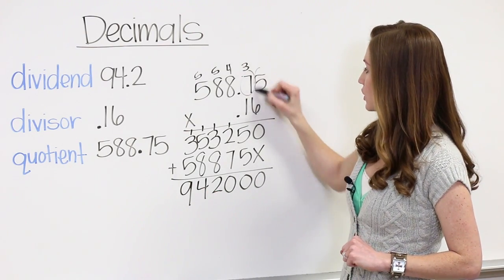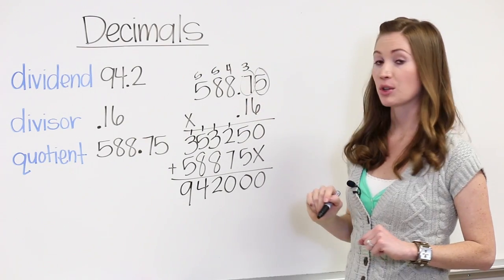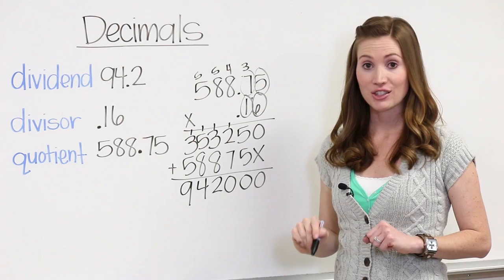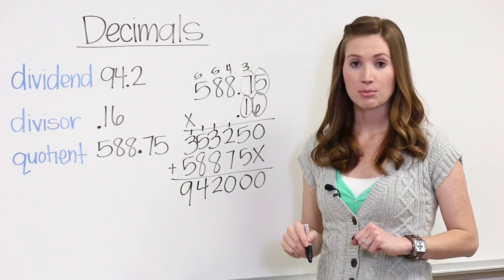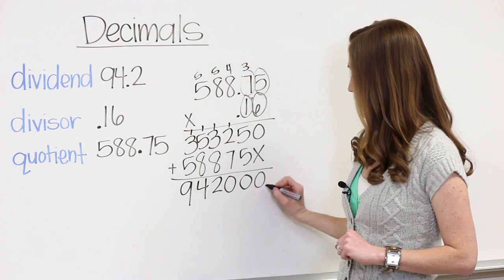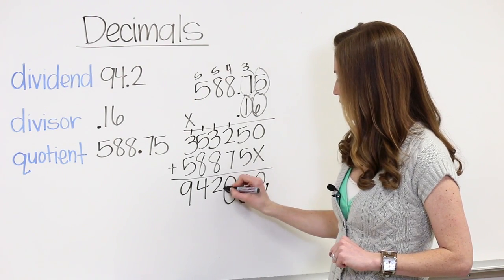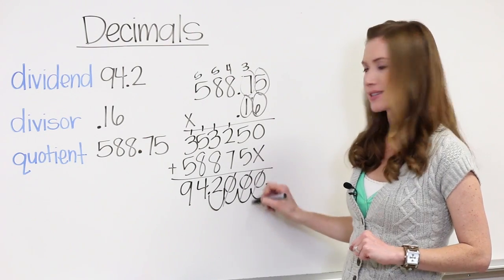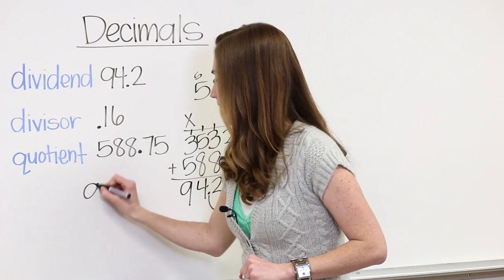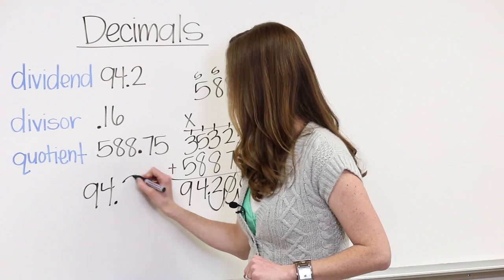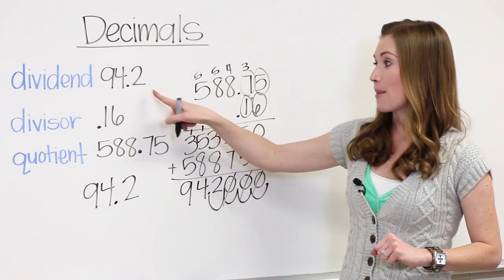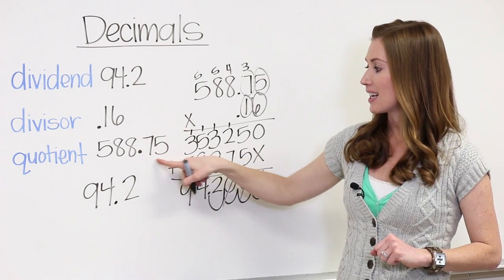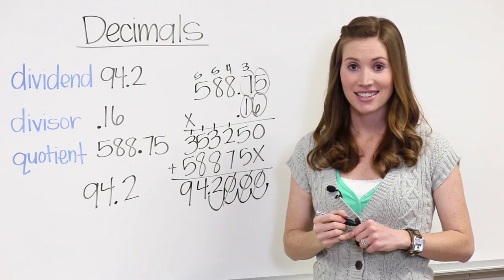We have 2 digits to the right of the decimal in our first number, and 2 digits to the right of the decimal in our second number. So we're going to move our decimal point 4 places to the left. 1, 2, 3, 4. And we're going to rewrite our product without these extra zeros. 94 and 2/10. That matches our original dividend, so our quotient of 588 and 75/100 is correct. Great job.